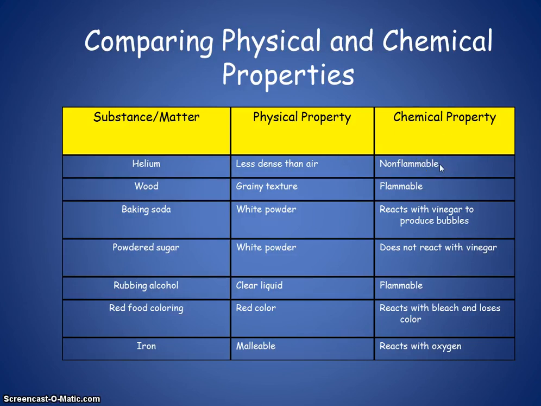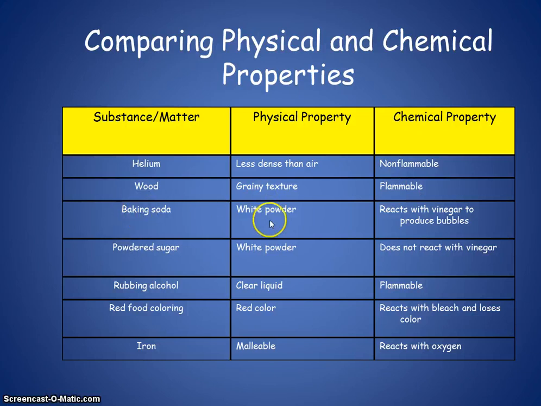We wouldn't want a bunch of balloons to be flammable, which means it does not react with oxygen to form a flame. Wood is a grainy texture. That's how it feels, right? That's a physical property. Wood, however, does react with oxygen, so it is flammable, so that is a chemical property.